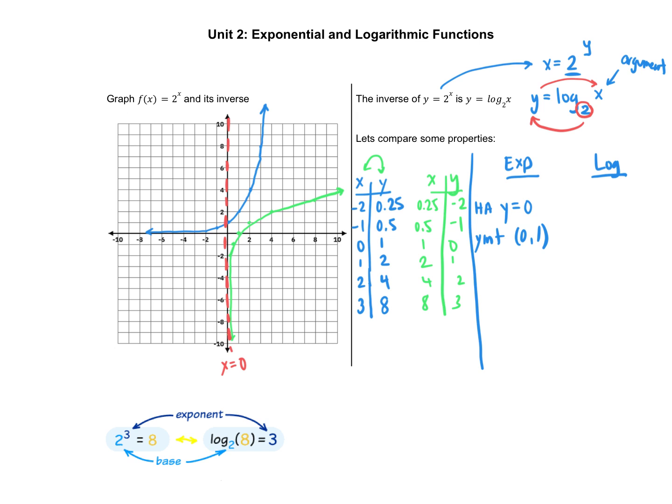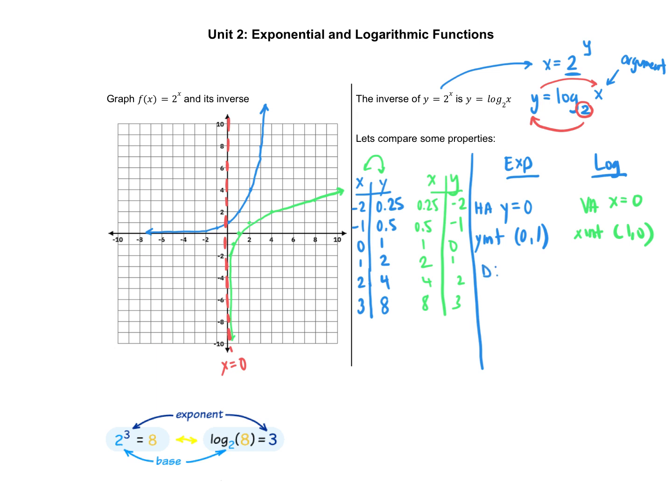And now I'm just going to go to my comparison. A horizontal asymptote at y equals 0 was for the exponential, whereas the logarithmic function, which was the inverse, had a vertical asymptote at x equals 0. Then the exponential function had a y-intercept always at 0, 1, but for the logarithmic function, it's going to be an x-intercept at 1, 0. Now, the exponential function was increasing, and so is the logarithmic, so they're going to have the same type of increase or decrease.